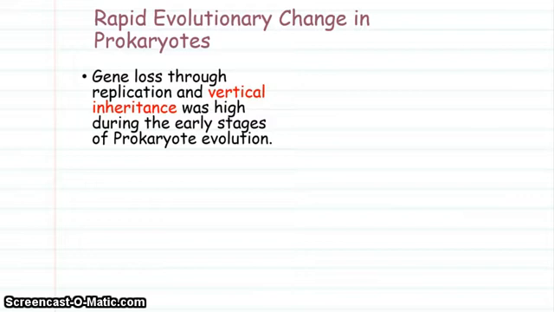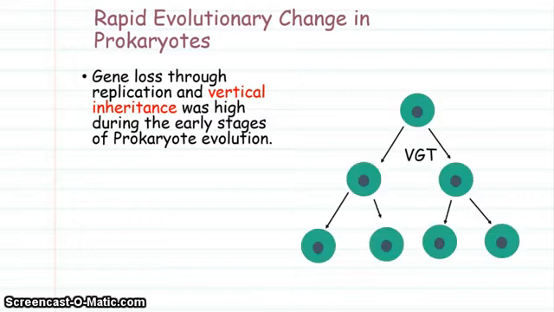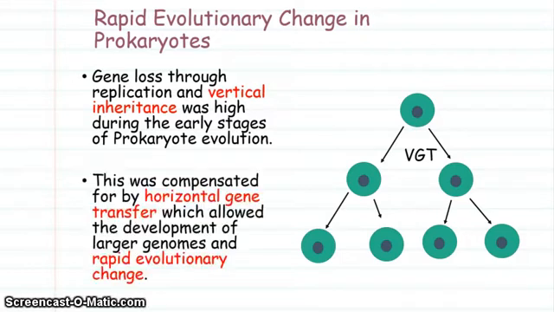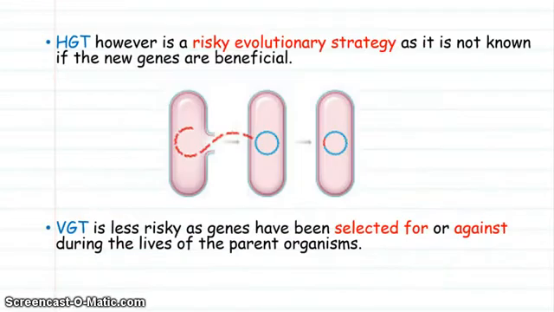Now, early on in prokaryote evolution, vertical gene transfer was the method for passing on genes to the next generation, and there was lots of gene loss in this process. However, this was compensated for by horizontal gene transfer, which allowed the development of larger genomes and more rapid evolutionary change. However, HGT, horizontal gene transfer, is a bit risky because you don't know what genes are going to be taken up by the prokaryote. Some could be beneficial, however, most are probably harmful.